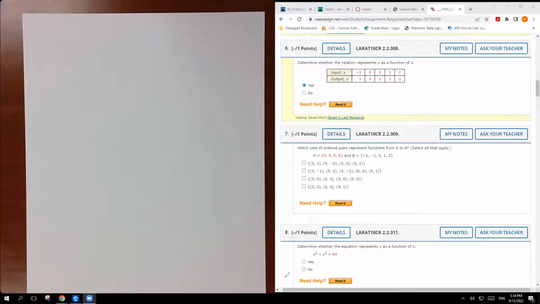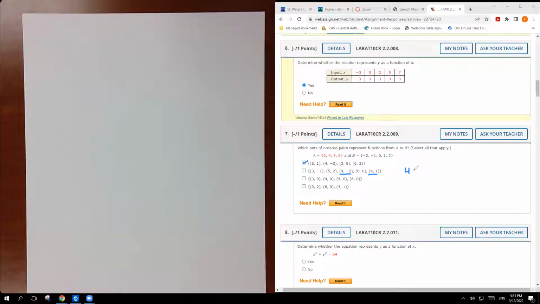If you check, this is the first option, this is considered a function. Let's check the second one. The second one is 3 goes to -1. This is okay. 5 goes to 2. It's okay. 4 goes to -2. This is okay. 6 goes to 0. It's okay. 4 goes to 1 and 4 goes to -2.